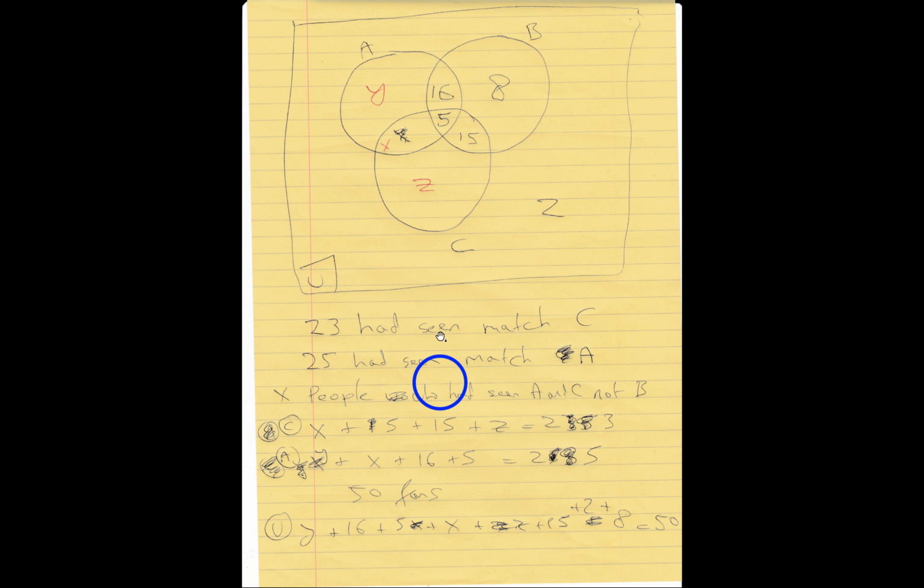And what that means is that all these numbers and all these boxes should add up to 50. So that's what this equation here is down at the bottom. This is the universe. And this tells us that if I add in Y plus 16 plus 5 plus X plus Z plus 15 plus 8 plus the 2 who didn't go to any matches, that has all got to equal 50. Right, so now I've got 3 equations, and the question is just grinding through.